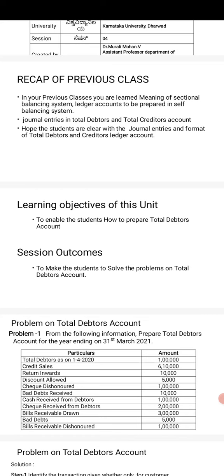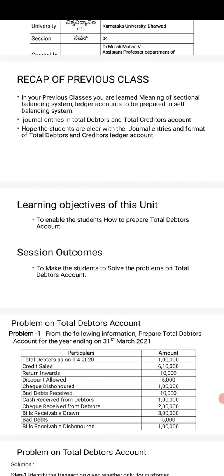Bad debts received. This is the previous year's bad debts amount. If it is received in the current year, we have to ignore this transaction, and need not enter it anywhere. Cash received from the debtors. Again, benefit given by whom? Customer to the company. Therefore, cash received you have to enter under the credit side of the debtors account. Next, cheque received from debtors. Again, it is through bank instruments. You have to enter it on the credit side of the debtors account.